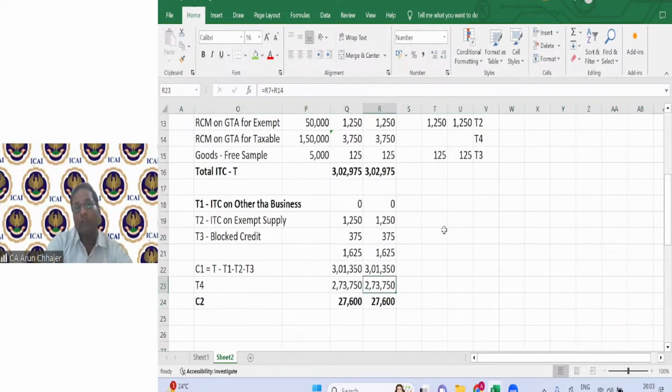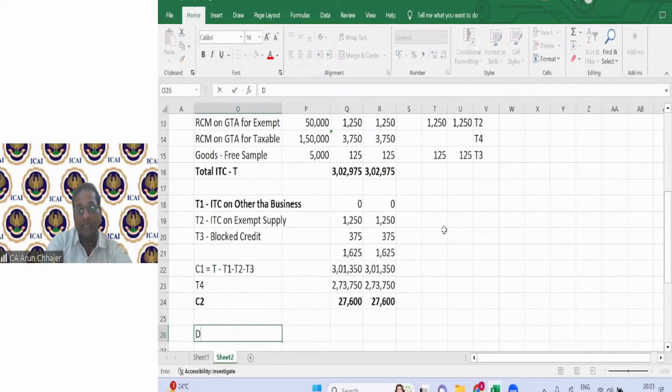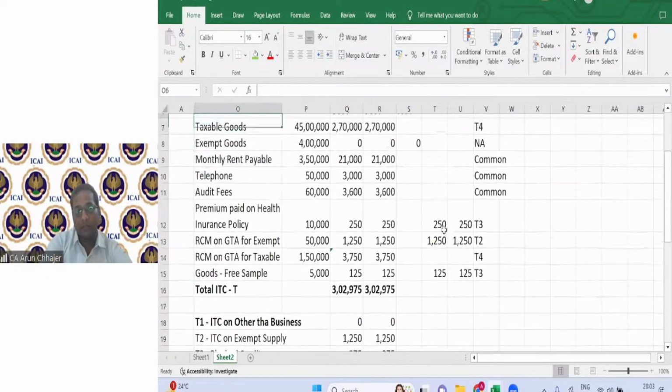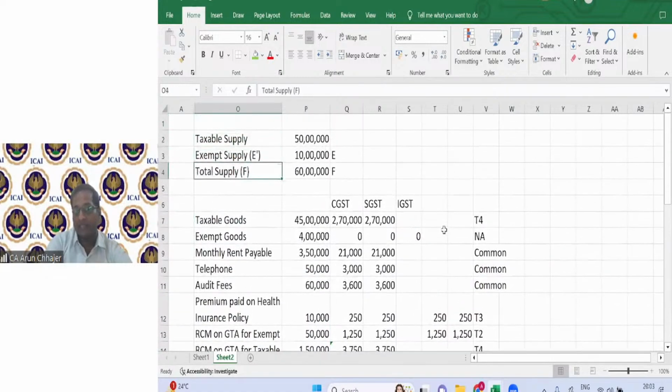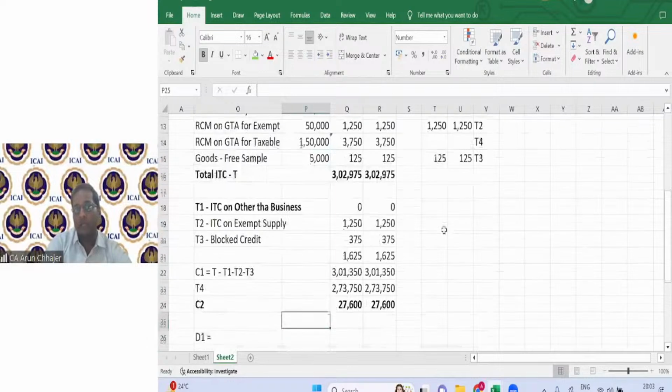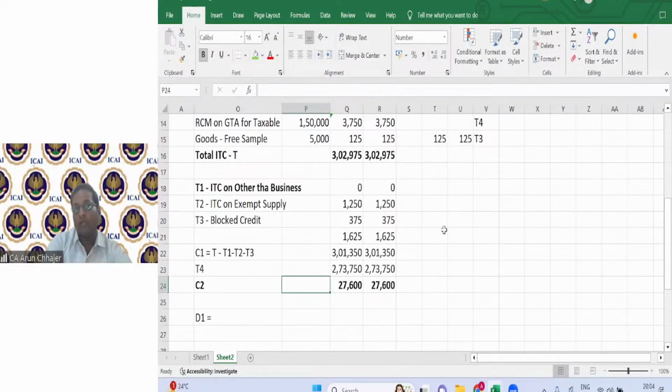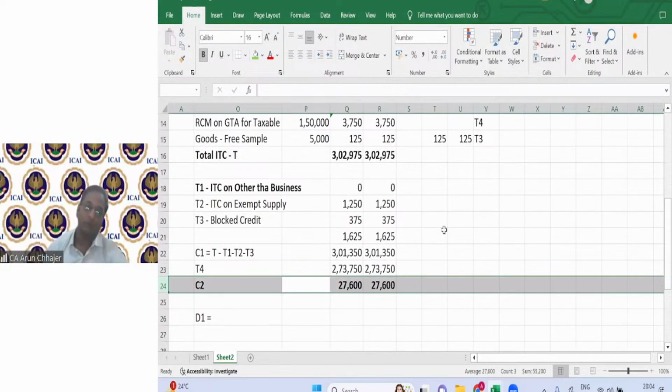You have the C2 in front of you. Please tell me how much is the ITC which we need to reverse? You have the taxable sale and exempted sale. 50 lakh is the taxable, 10 lakh is the exempted. You have the C2. Now calculate how much is the D1. Some amount you now calculate. How much is D1?